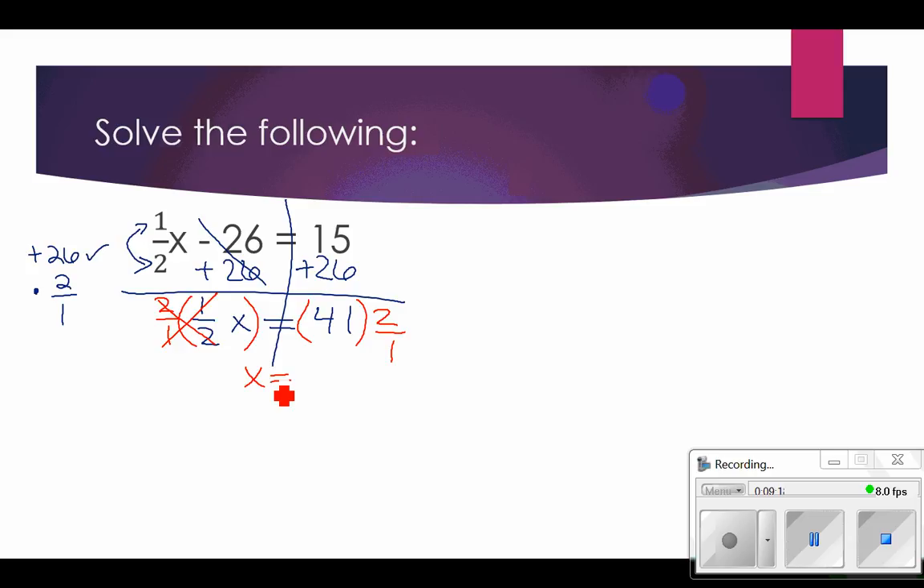X equals 41 times 2. 2 times 1 is 2, 2 times 4 is 8, so x equals 82, and that would be our final answer.